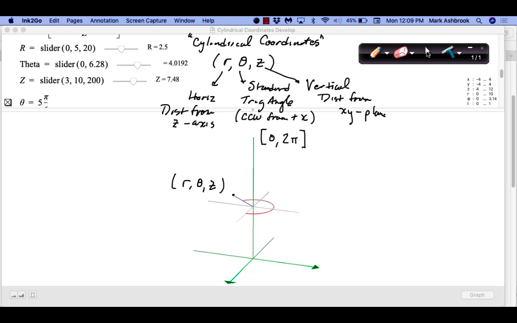So then you have all your same relationships. What is x? If we're transferring back and forth between Cartesian and cylindrical, it's the same, right? x is R cosine theta, y is R sine theta, z is still z. Same z. And then r equals the square root of x squared plus y squared, or r squared equals x squared plus y squared.